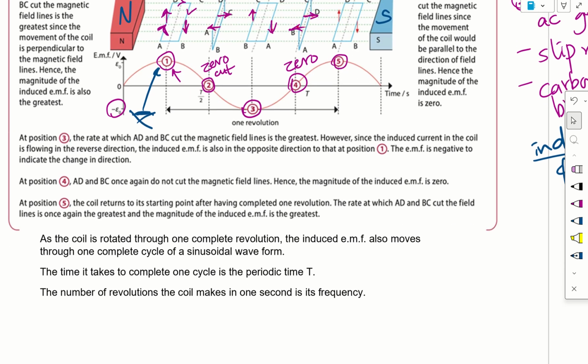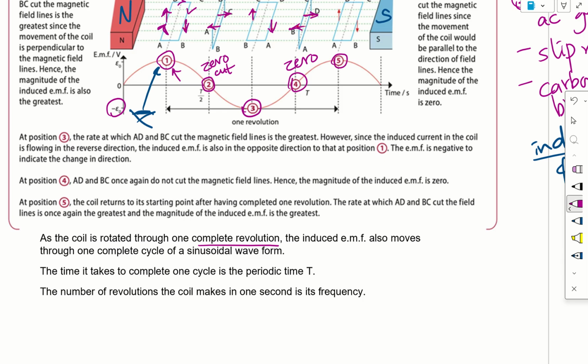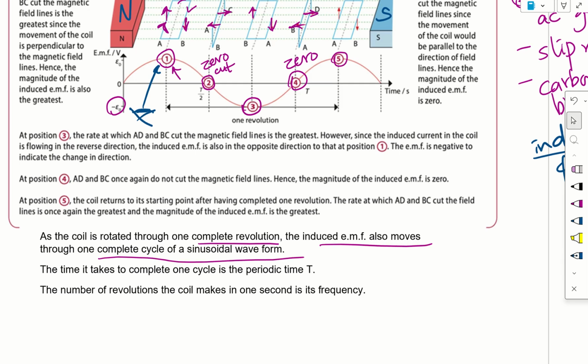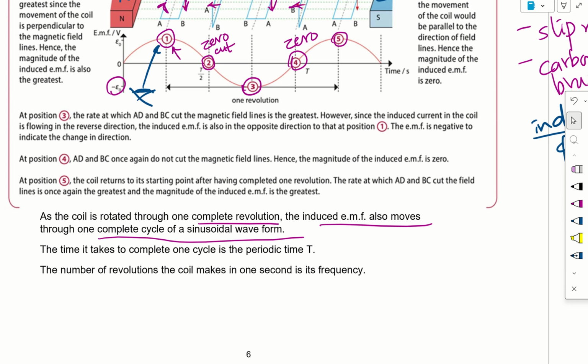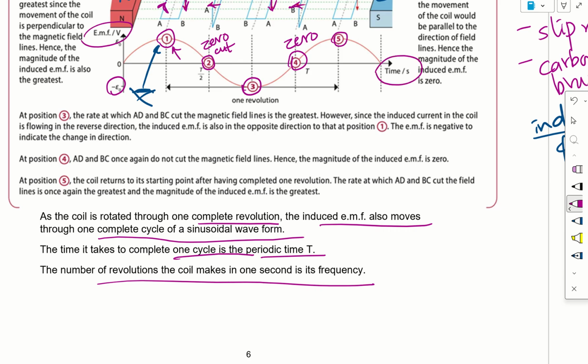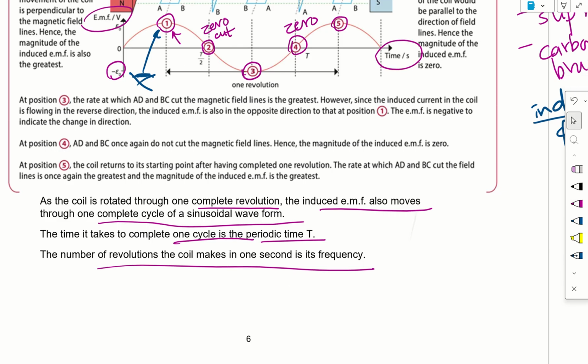As the coil is rotated through one complete revolution, the induced EMF also moves through one complete cycle of a sinusoidal waveform. The time it takes to complete one cycle is the periodic time T, right? T is the period or the time taken. So the number of revolutions the coil makes in 1 second is the frequency. So over here we can ask you for period and also frequency because it's an EMF versus time graph. But you need to know the gradient, don't have to.